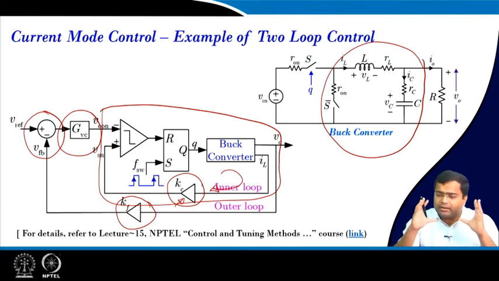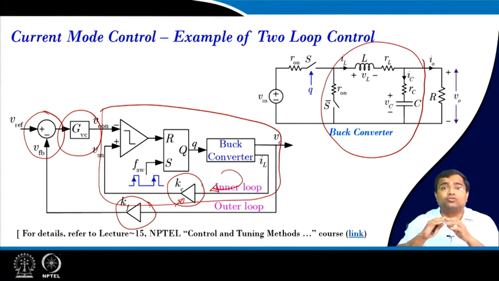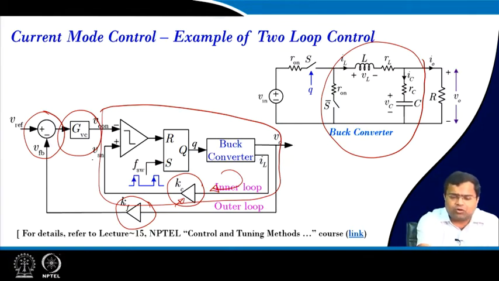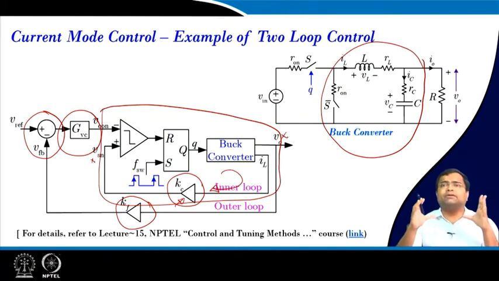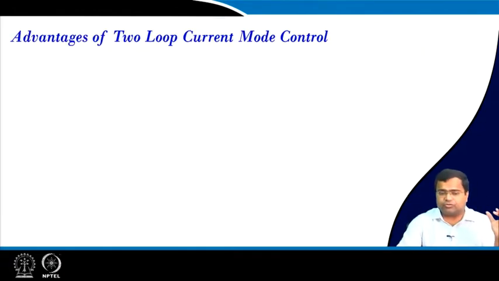Now when you close the inner current loop, you are essentially making the inductor behave like a controlled current source, and virtually the system will behave like a first order system. So by closing this inner feedback loop, the control to output transfer function between this point and this point becomes like an approximate first order model, and that will simplify the design. This is one of the major advantages of using current mode control.